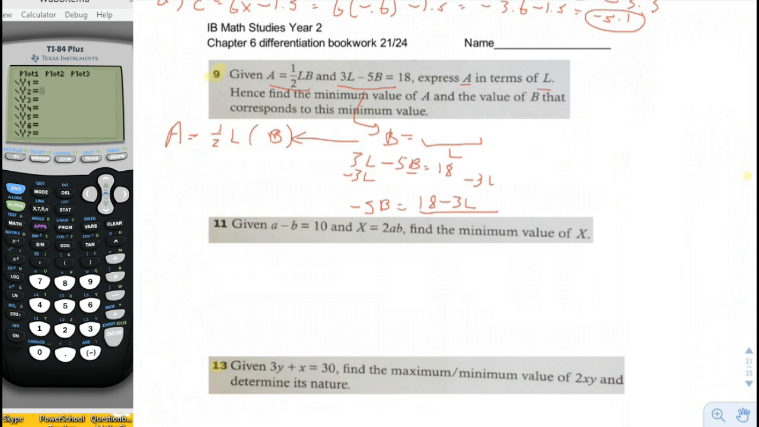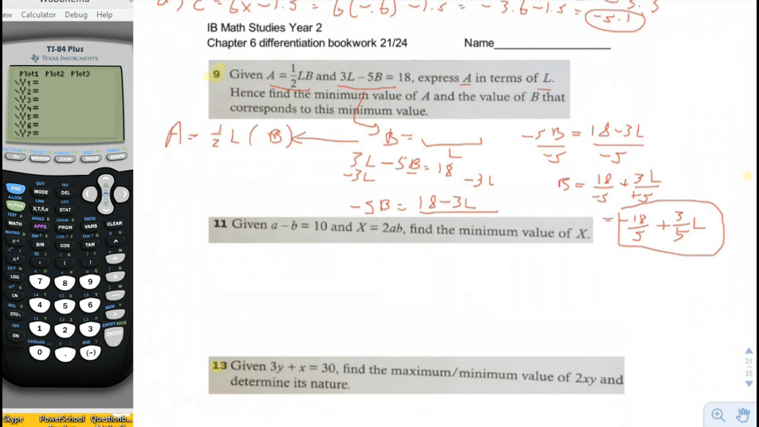Now we're a little bit closer, right? Now how do we get B by itself? We're going to divide both sides by negative 5. And then we'll get B equals 18 divided by negative 5 minus 3 times L divided by negative 5. So this will just become positive, right? So it's negative 18 fifths plus 3 fifths L. Oh, and I forgot, where did my 3L go? Oh, there it is. Okay. So we got B is equal to this.